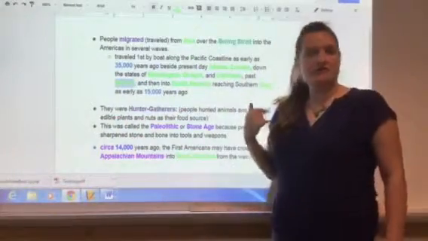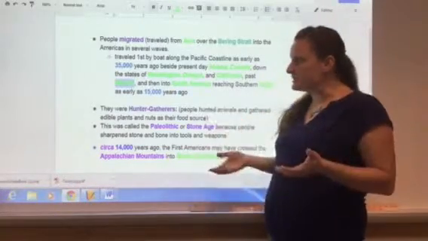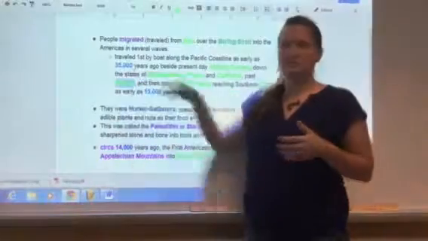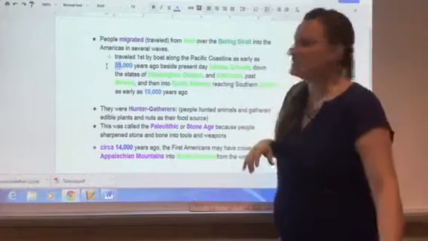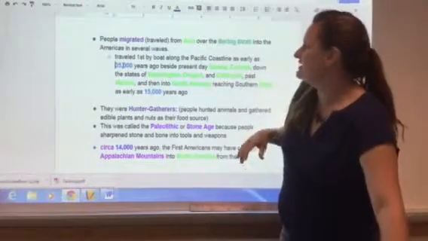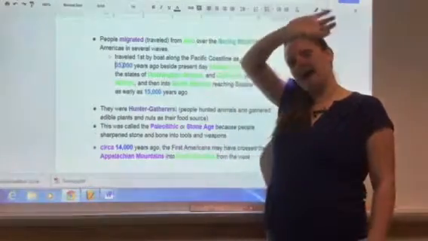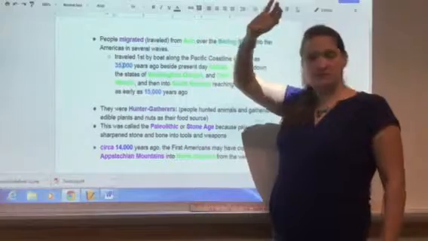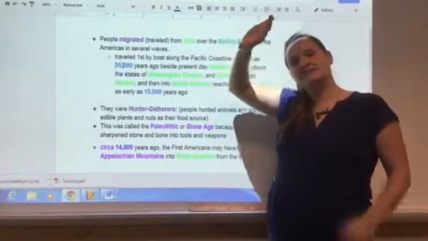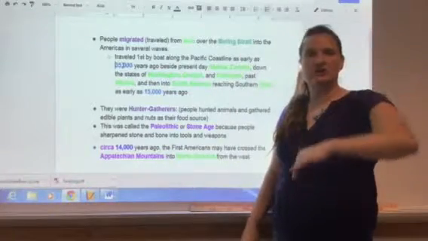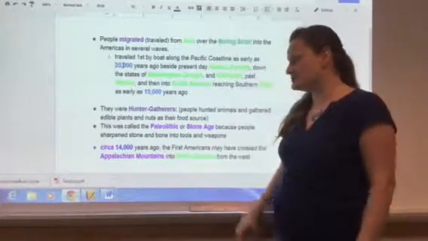Okay, so we came over the Bering Strait, but we did it in several different migration trips. The first ones were as early as 35,000 years ago. And it's likely that maybe we did it by boat along the Pacific coastline. I'll show you a map in a minute. Like kind of out of Siberia, which is part of Russia in Asia, along modern-day Alaska and Canada, and then along the coast all the way down until we went past Mexico and all the way to southern Chile.